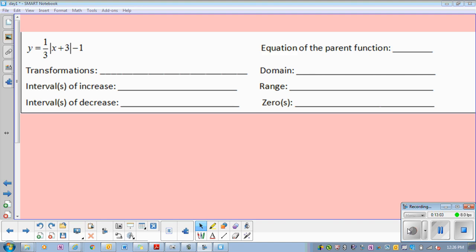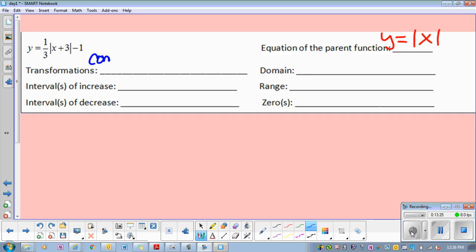So let's look at the next problem. Y equals 1/3 times the absolute value of x plus 3, minus 1. First of all, what is the equation of the parent function here? Thank you. And then, what are the transformations? Okay, so I heard one, compress. Down 1, yes. And what with the 3?